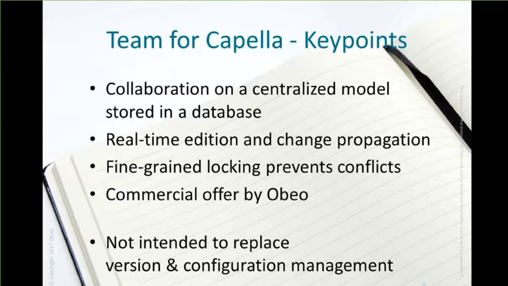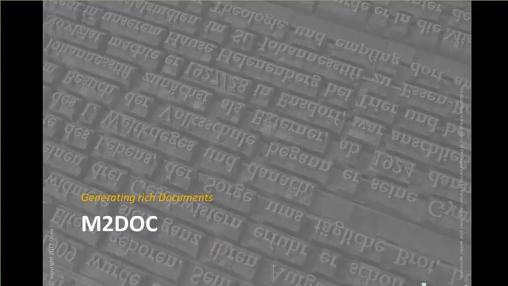Once a collaboration is achieved and has led to a new version of a model, this model must be checked in some kind of version configuration system for version and configuration management. That's not the scope of Team for Capella. And that's all I have to say about Team for Capella today.